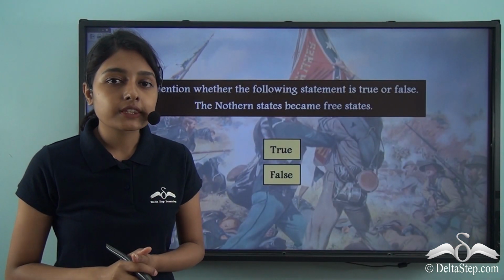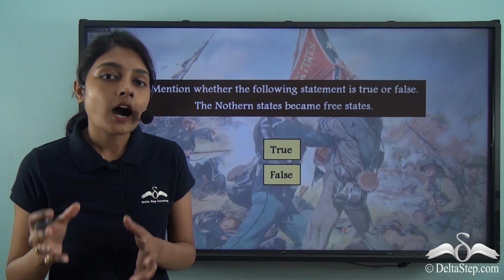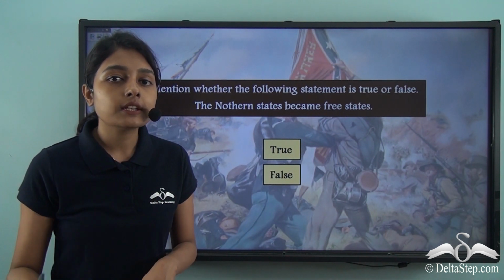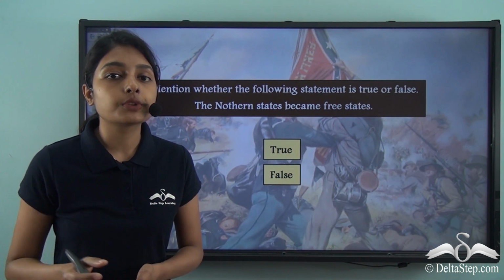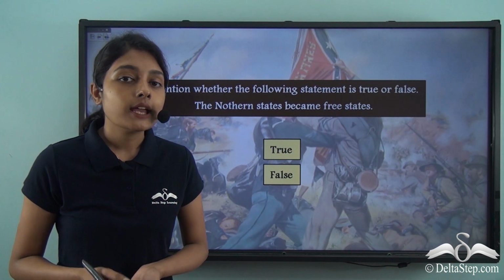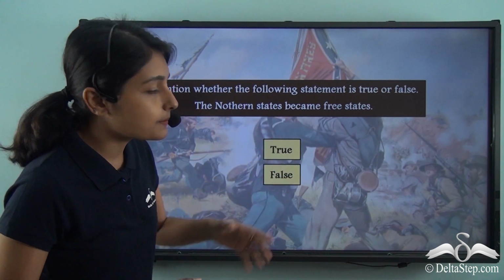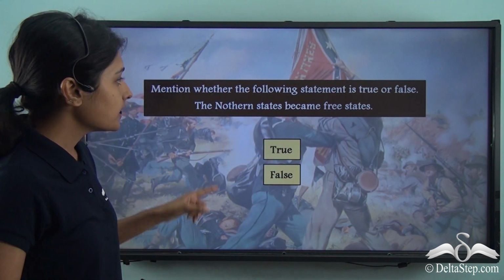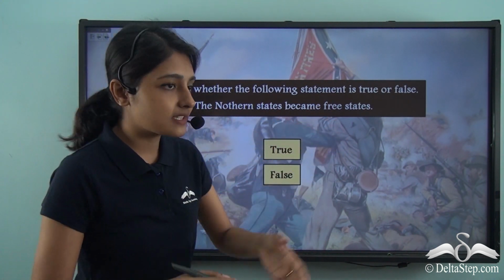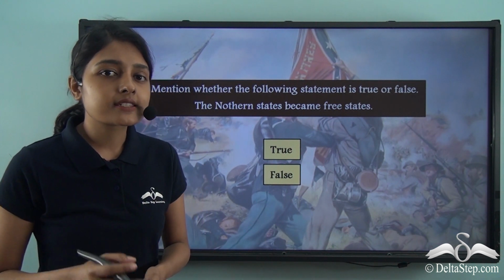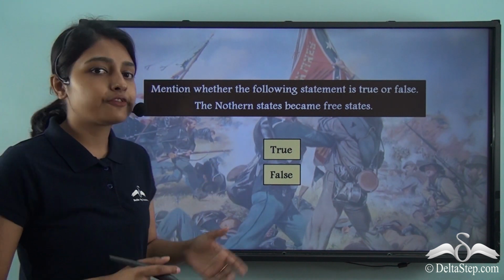Before proceeding with our lesson and understanding how the split between the northern and the southern states eventually led to the outbreak of the American Civil War, let me ask you a question. Mention whether the following statement is true or false. The northern states became free states. Do you think this statement is true or is it false?